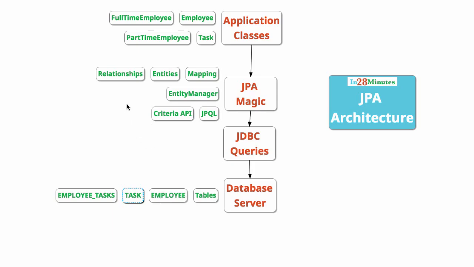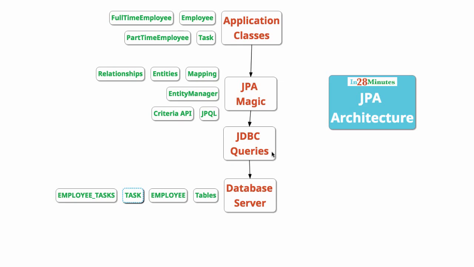JPA also has these features of Criteria API and JPQL, which provide additional ways of finding data from your database. So I would want to find some data from the database, or do certain kinds of searches against the database. Then instead of using SQL, you can also use JPQL or Criteria API to query the database. JPQL is similar to SQL. However, you would be using entities instead of tables in JPQL. And Criteria API represents a way where you can write JPQL using Java APIs.